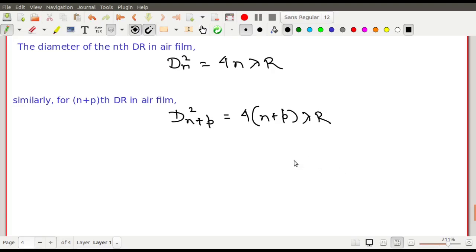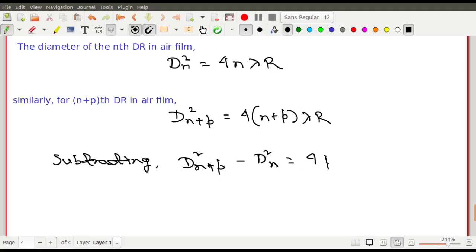Now if you just subtract these two, the mechanism which we have already been following, subtracting just like the previous treatment, it is identical so far. dn plus p square minus dn square gives you 4p lambda r. So let us keep it with ourselves. Keep this well, this is our equation number 1.